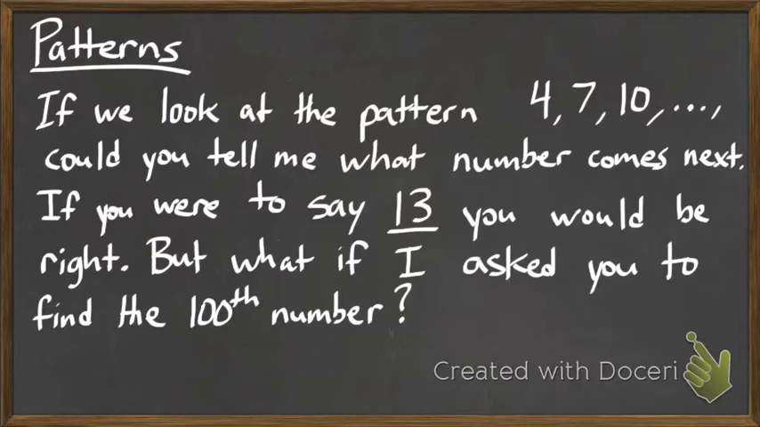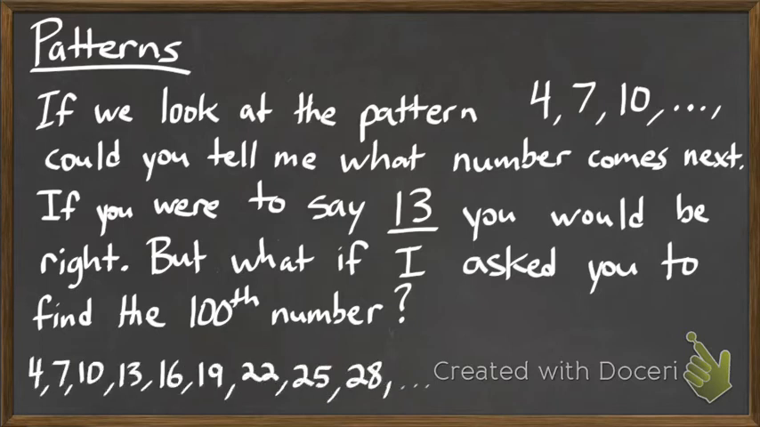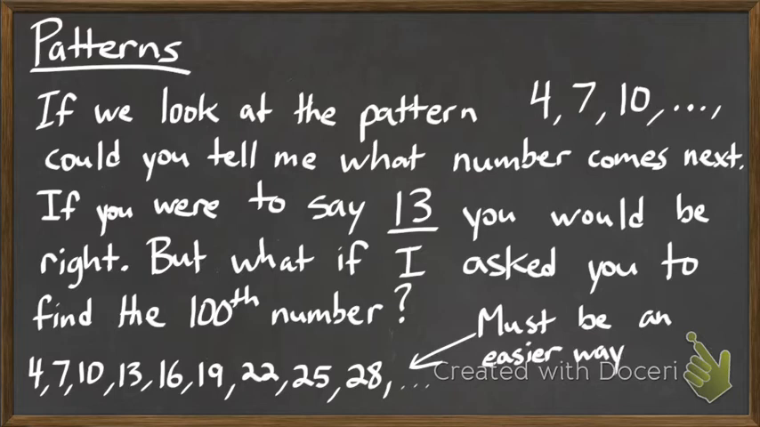You probably could still get it, but in this case it's going to be a little bit harder, because if we were to do the brute force method and go 4, 7, 10, 13, 16, 19, 22, 25, 28, oh, I'm running out of breath. If you were to keep doing this, you would eventually get there, but it would take you a long time. And I only wrote down 9 numbers. We still have another 91 to go. So there's got to be an easier way to do this. And there is, and that's what we are going to look into.